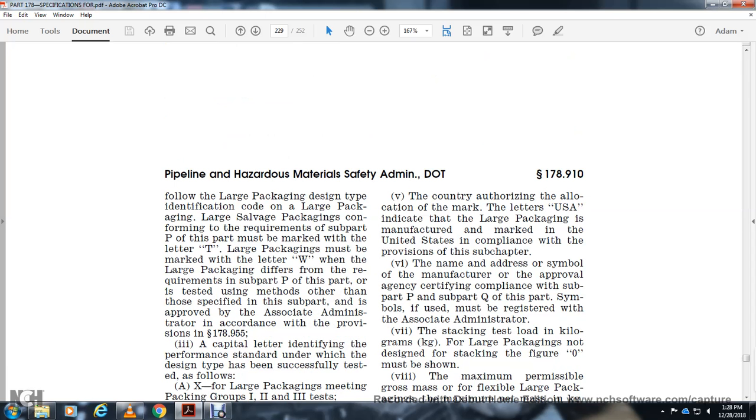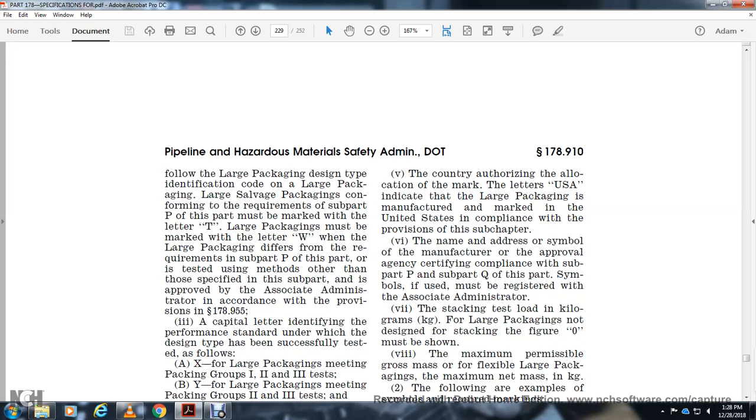The large packaging design type identification: a large packaging that conforms to the requirements of subpart P must be marked with the letter T, and a large packaging that differs from the requirements of subpart P, tested with a method other than those specified in the subpart, must be marked with the letter W. This must be approved by the Associate Administrator in accordance with the provisions of 178.955.